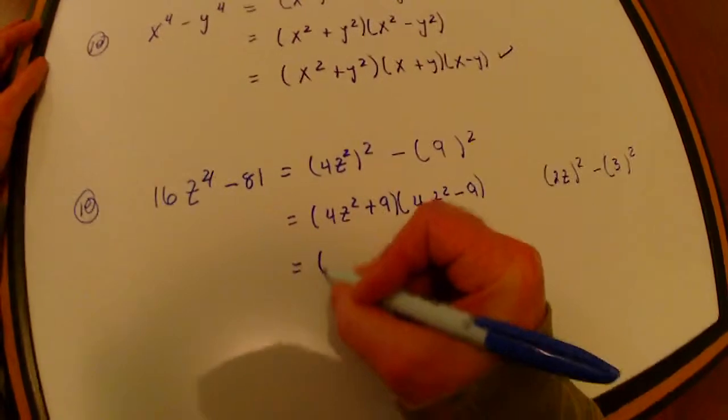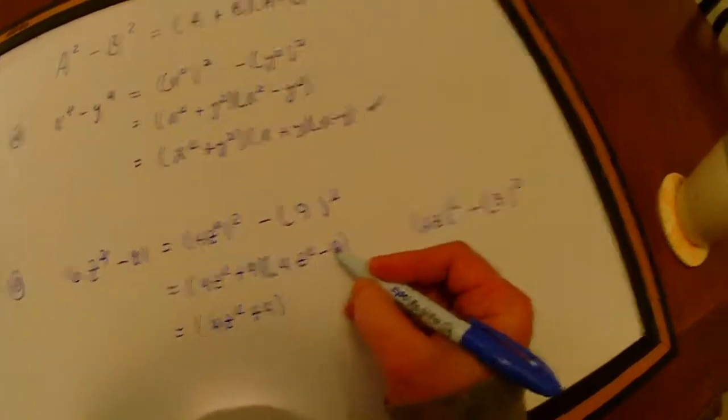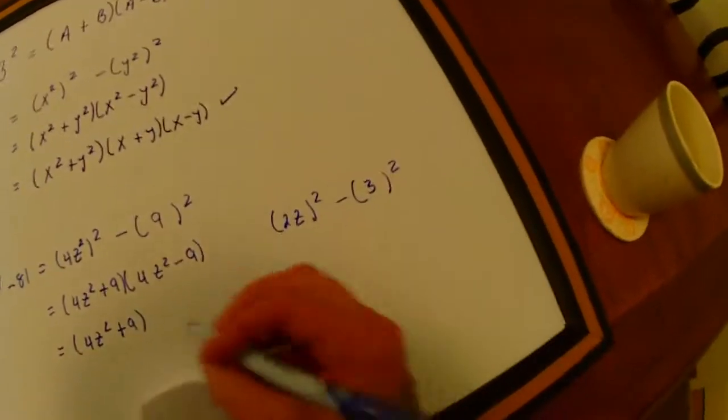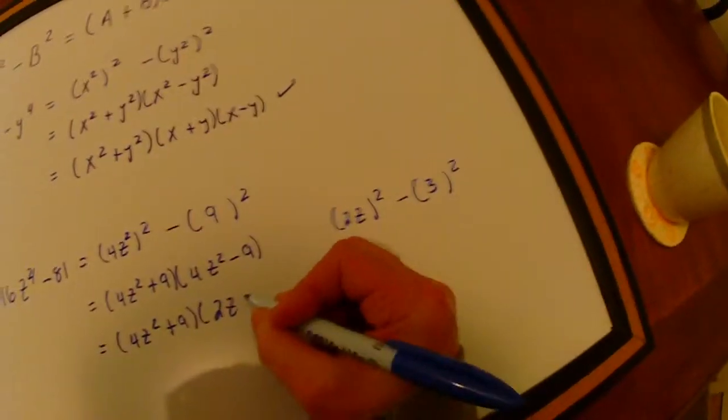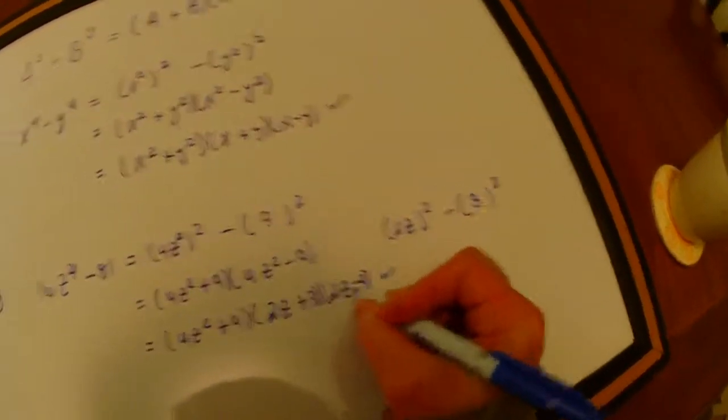So we're now ready to factor one last time. This is the difference of squares, our a and our b, and so this will become 2z plus 3, 2z minus 3, and that will be the factorization.